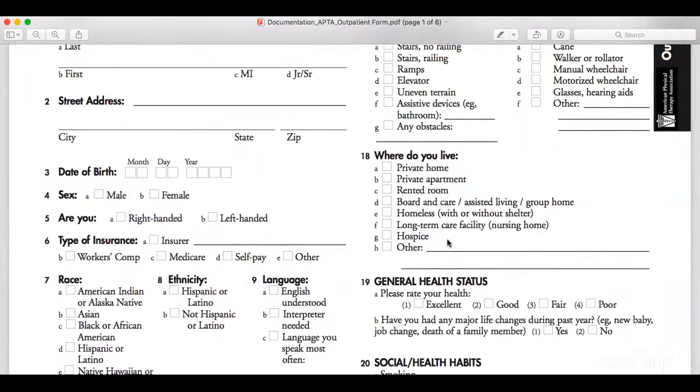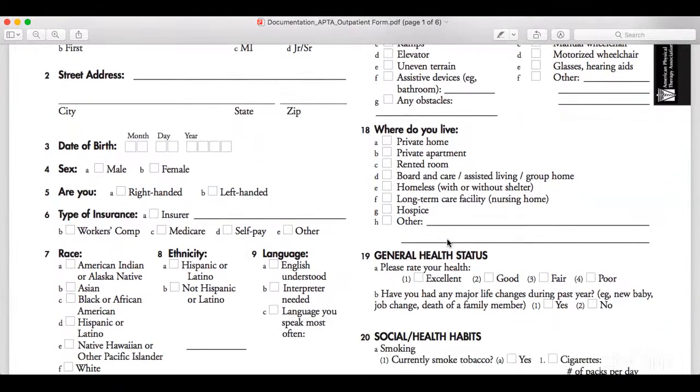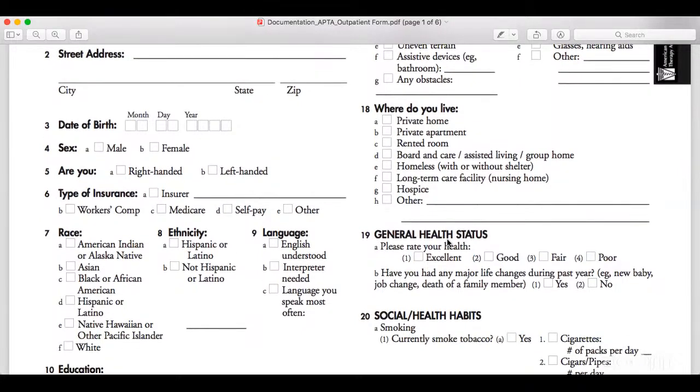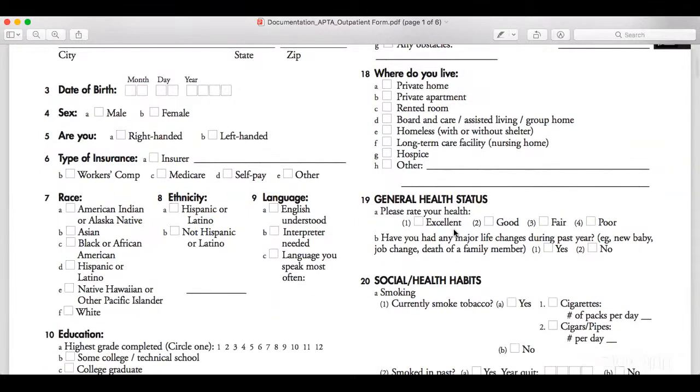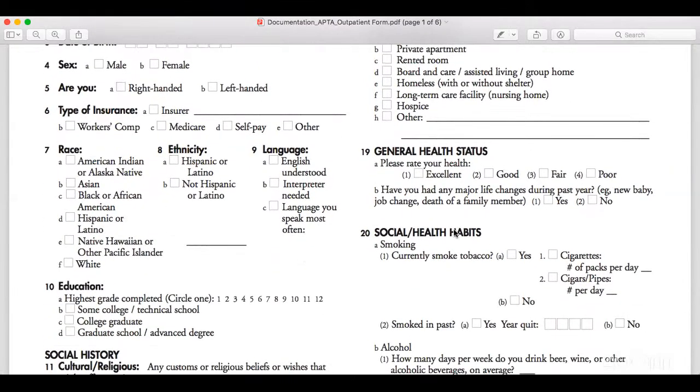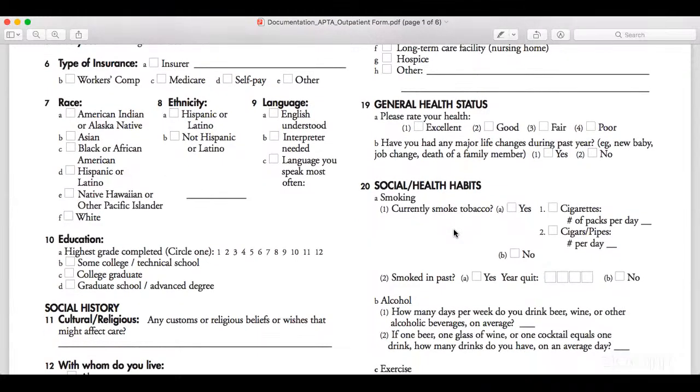Where do you live? Private home, private apartment, rented room, board and care. So this is not going to be for diagnostic reasoning. It's going to be more of narrative reasoning. Then the general health of the patient, and then social and health habits. This is also part of social history.